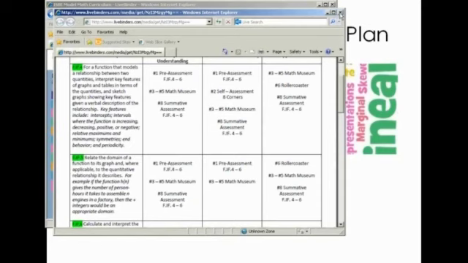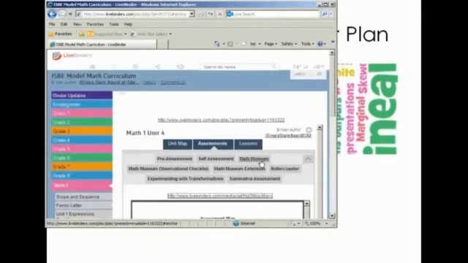I next want to show you tasks that we use, and this next link is going to open the Math Museum Task Informative Assessment. Now, I believe this was made available as a handout so that you could follow along so that we wouldn't get confused clicking back and forth. If you have that handout, please take it out now.